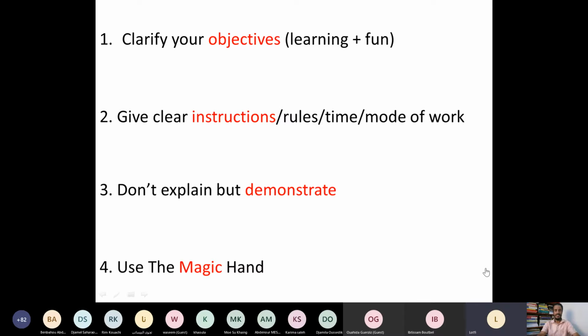Great. So some call it the magic hand. Others, they say, give me five. We can call it the magic hand or give me five. And give me five, how many fingers do we have? We have five fingers. So each finger stands for something that will help your students be quiet and concentrate on what you say. Okay, so let's explain.